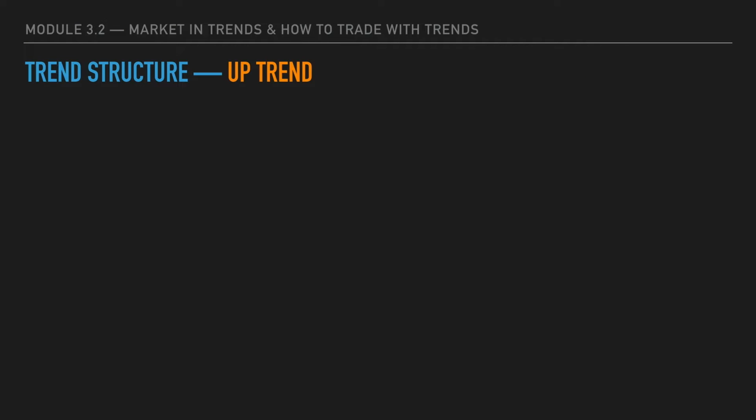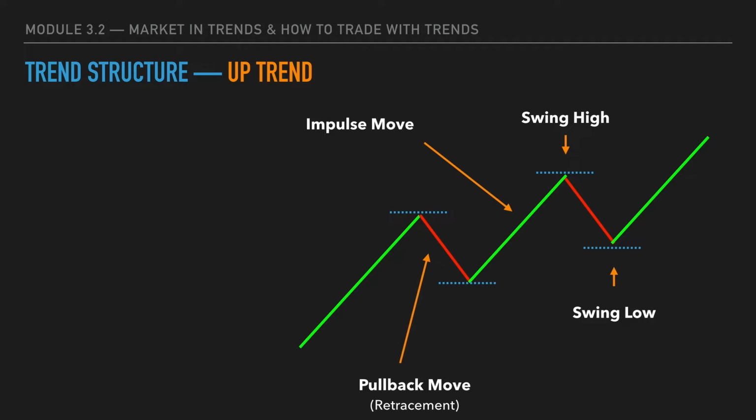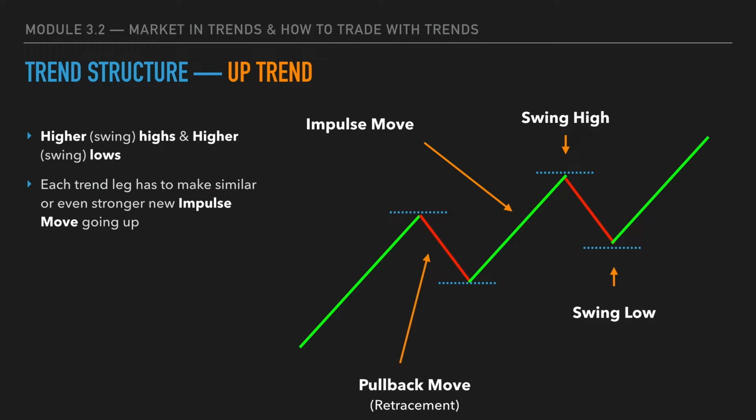In the previous modules, we briefly touched on a little bit about uptrend and downtrend. Now, let's do a real quick recap. Here's how an uptrend looks like. There are four basic elements in an uptrending market: swing highs, swing lows, impulse moves, and the pullback moves. There are three key things we should be looking for in a healthy uptrend. First, the market has to make consistent higher swing highs and higher swing lows. Second, each trend leg has to make a similar or even stronger new impulse move going up. Third, there is no strong counter-trend momentum on the pullback moves.